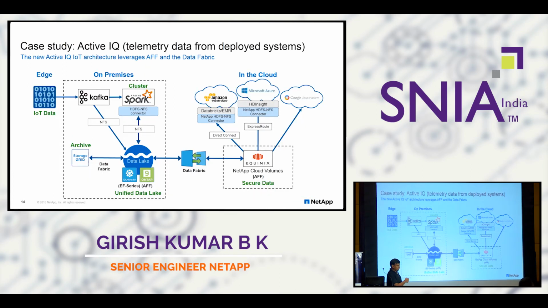And so this is one of the use cases. I'll just wind up quickly. This is one of the use cases in NetApp. This is Active IQ. It's telemetry data from deployed systems. We have systems deployed all over at different customer places. We pull the data from all our systems. This data is all about how our systems are operating. There are a lot of counters, about 10,000 counters that are being pushed into the cloud.